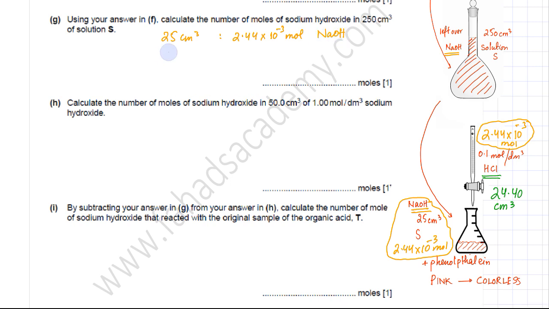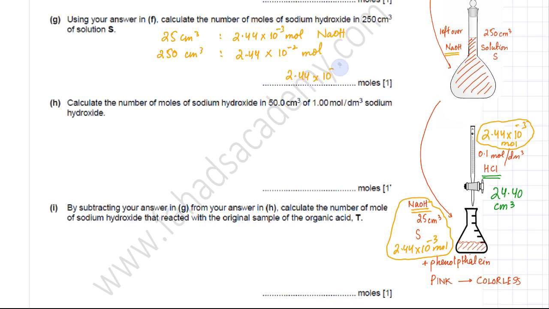So how many moles would be present in the 250 cm cube original solution S? You can use ratios, or it's pretty obvious that you just need to multiply the value by 10, because the volume is 10 times 25, which gives you 250. So the moles are going to be 10 times the amount. So it's going to be 2.44 into 10 to the power minus 3 multiplied by 10, which gives you 10 to the power minus 2 moles. So that's your answer to this part.